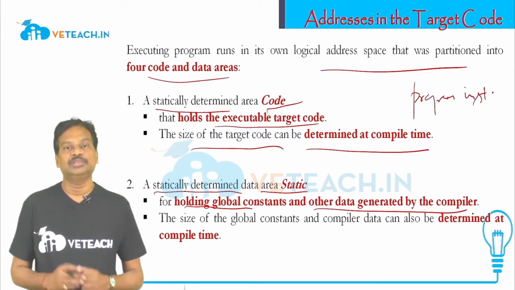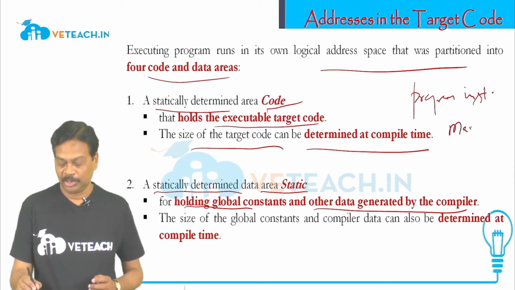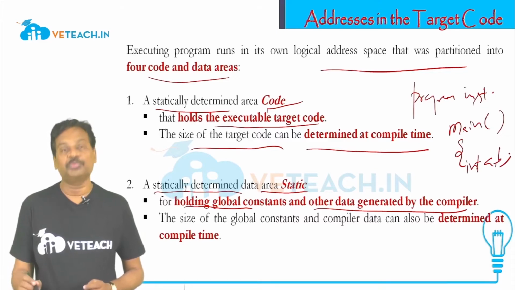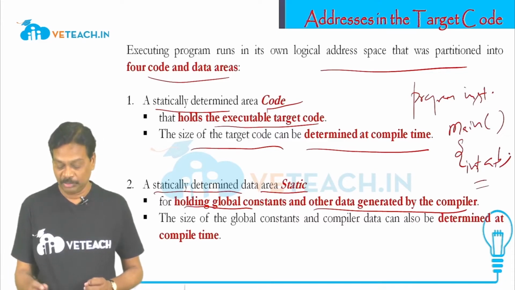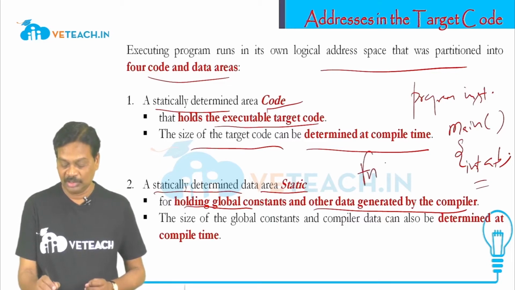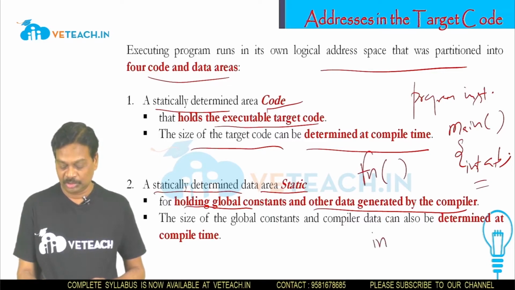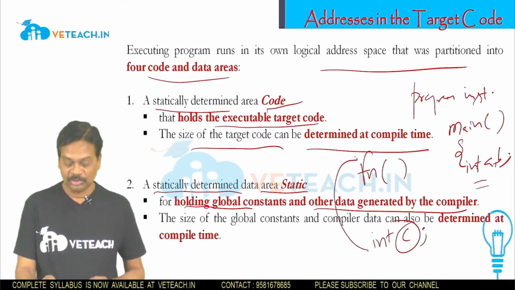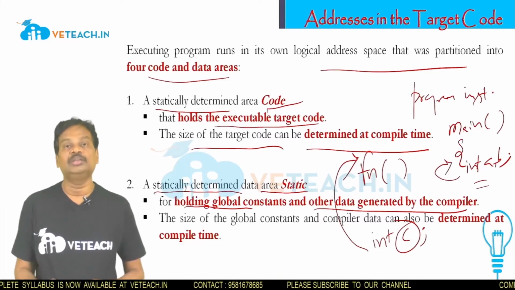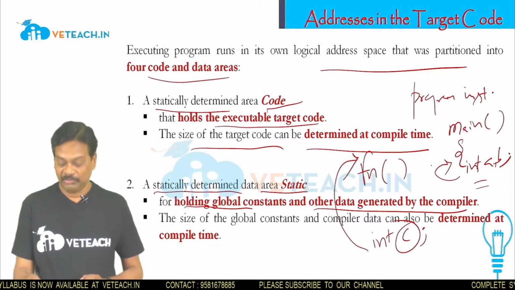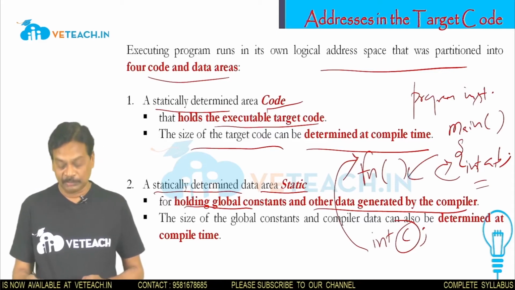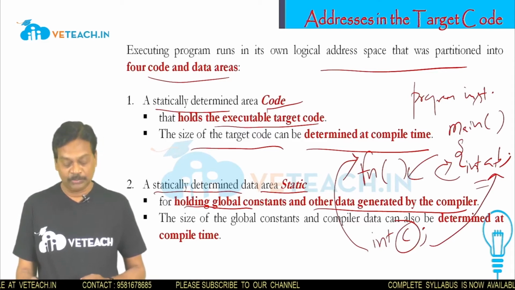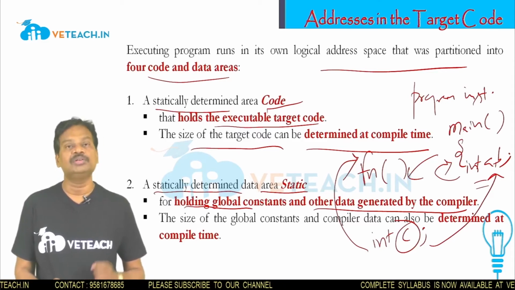For example, in the main program, if you have declared int a, b, this is what we call the global area. If you also have a function in which you are using int c, the variable c is local to the function, whereas the int a, b variables are global variables. These global variables can be accessed by the function, but the local variable cannot be used by the main program. These types of global constants will be stored in the static area.